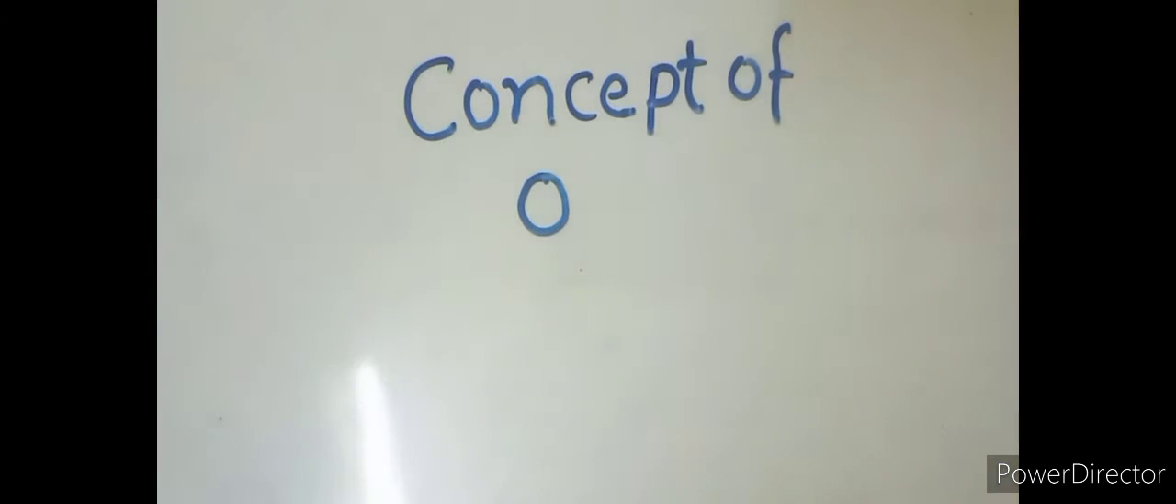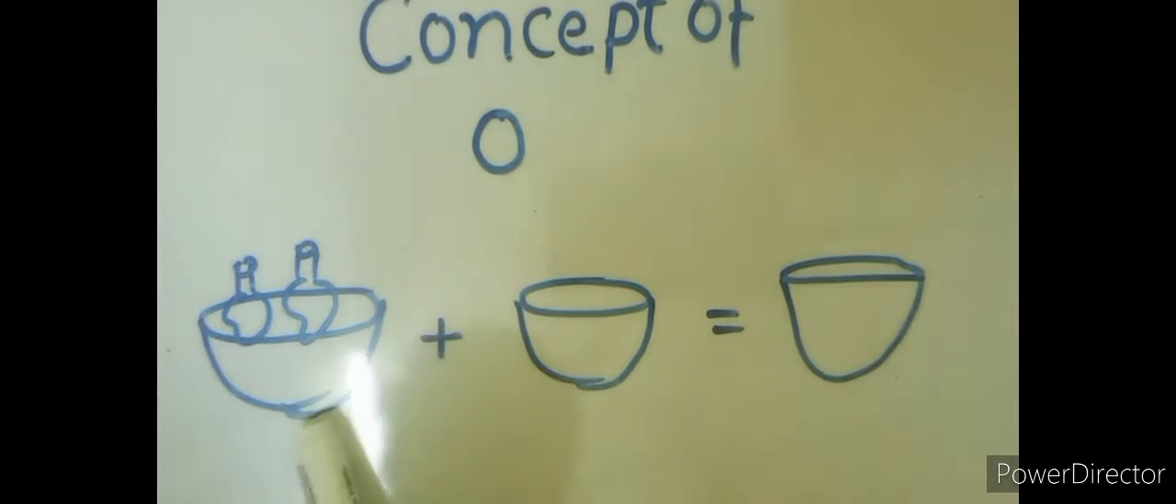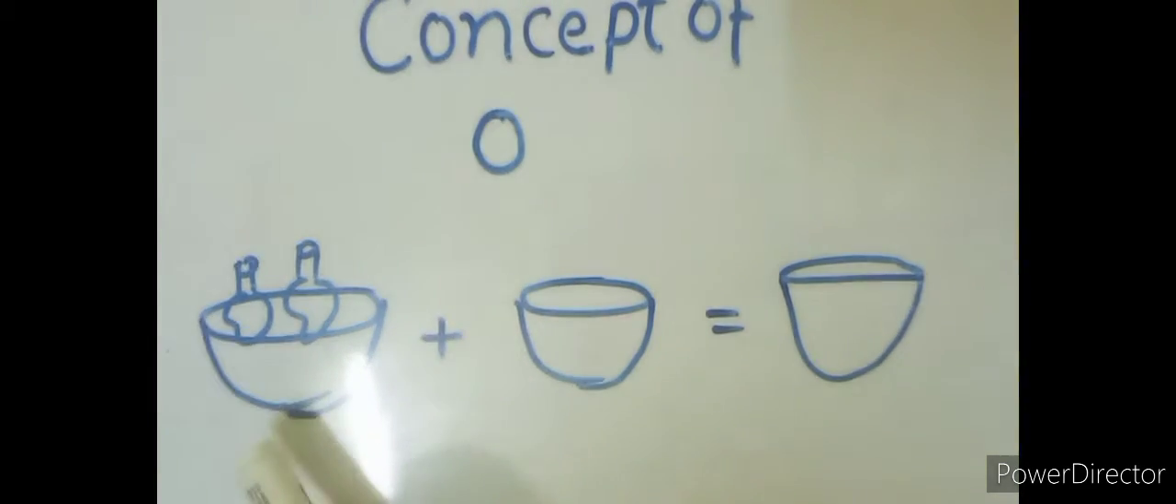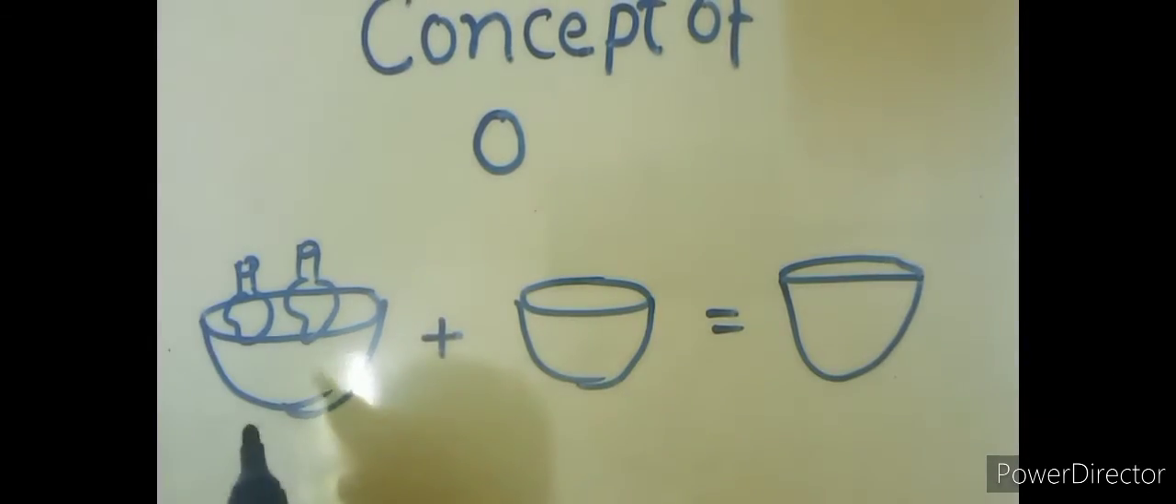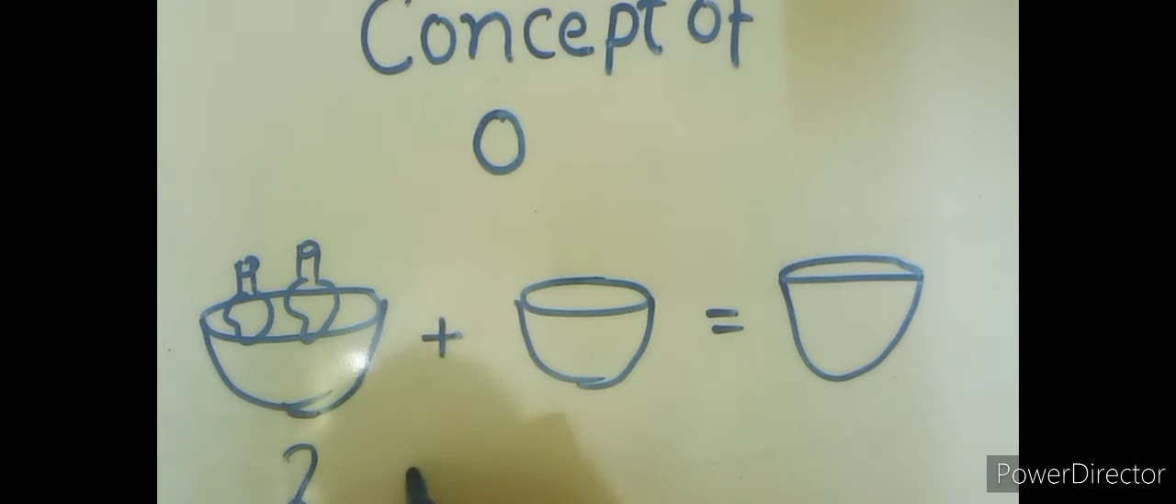Now students, today I will explain the concept of zero. Do you know what is the meaning of zero? Yes, zero means nothing. Zero means nothing. Okay, now student, look at here. I have made 3 bowls here. Now look at here. How many mangoes are in the first bowl? You have to start counting. 1, 2. Okay, now you have to write here 2.